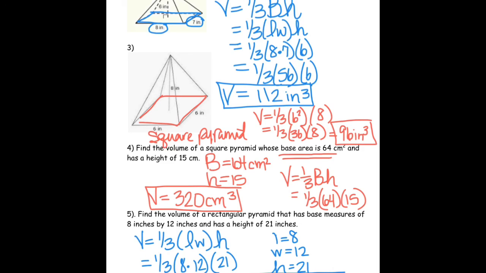And that's it. So we're only focusing on those 3 types of pyramids: triangular pyramids, rectangular pyramids, and square pyramids. If you can identify the type of pyramid based off of the base, you should have no problems. Good luck.